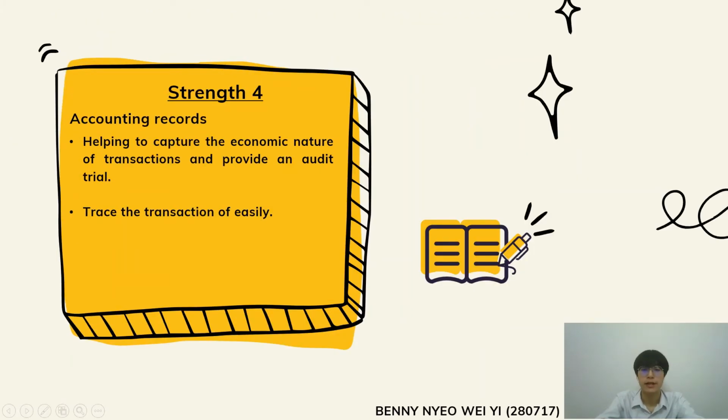Every department will keep all the source documents needed in their respective departments. This action shows the accounting records. The strengths of the accounting records help SSU to capture the economic nature of transactions and provide an audit trail to SSU. This will let the auditor trace the transactions of SSU easily.